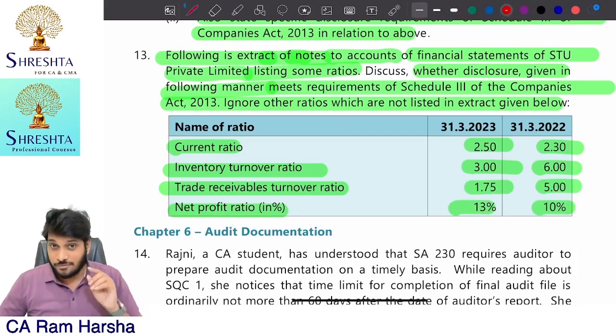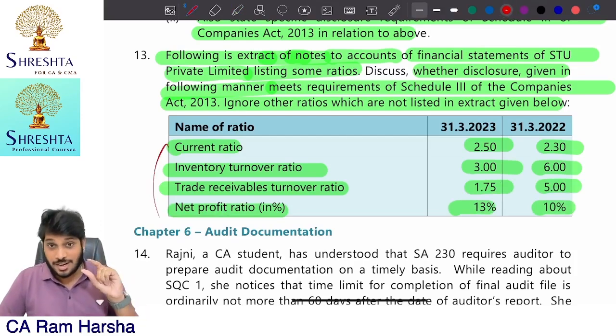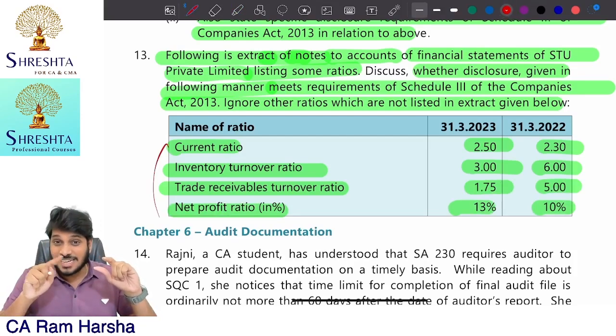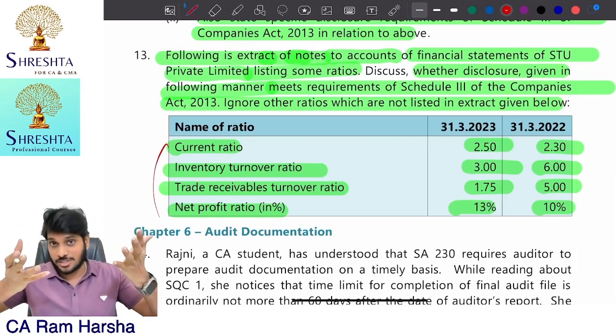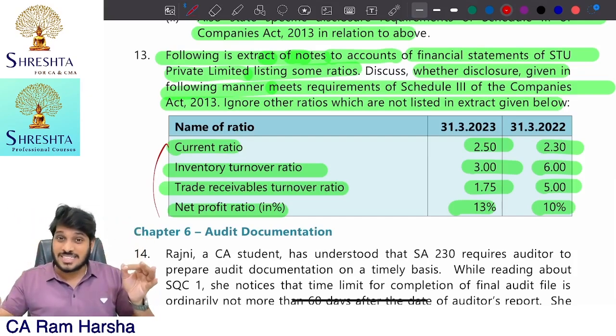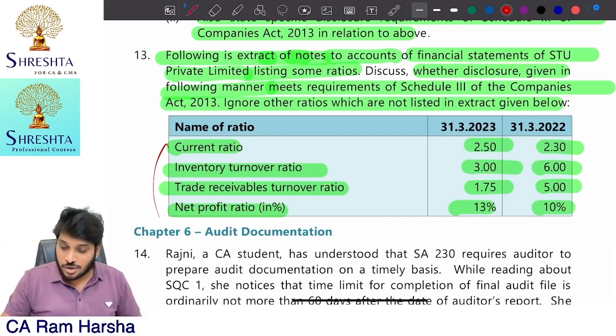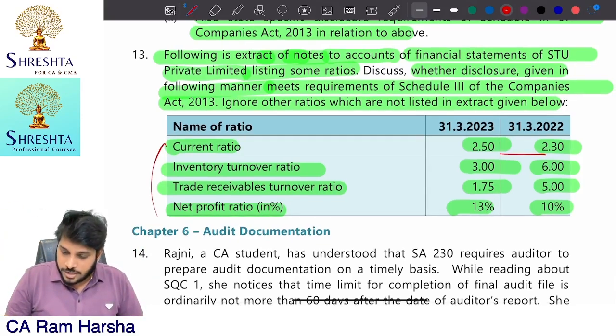Now we all know important ratios we should use. Some ratios have been given. Along with that, if there is a percentage of change in the ratio compared to last year to this year of more than 25%, we need to give reasons why there is a change of more than 25%. Yes or no? Very simple.